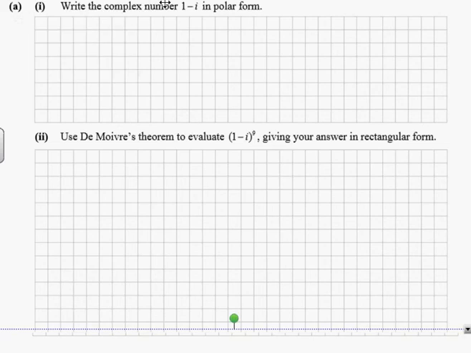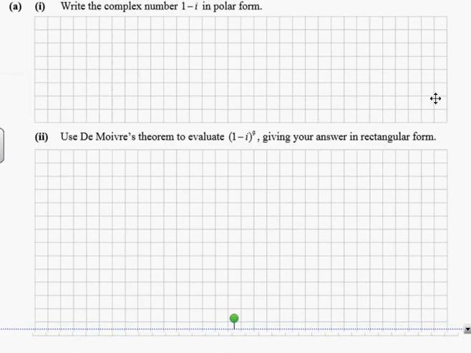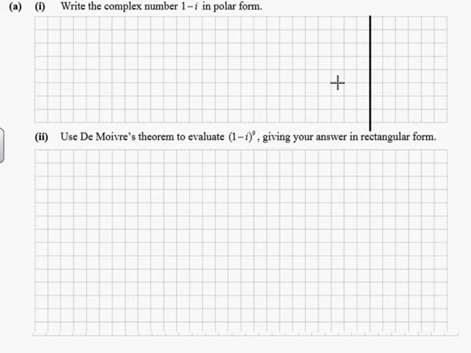Here we go. Write this. Write 1 minus i in polar form. Okay, so what you've got to do with this is draw your Argand diagram. Upon completion of your Argand diagram, it's the point 1, minus 1: 1 along the real axis, minus 1 on the imaginary. So 1 across, 1 down.